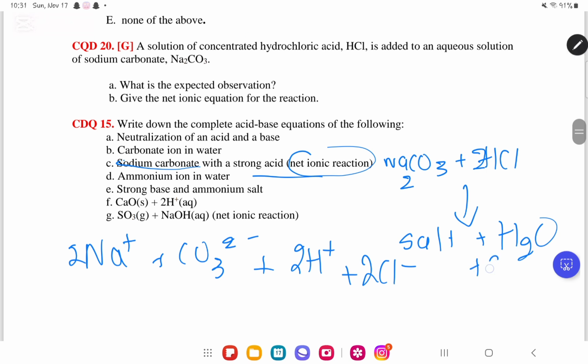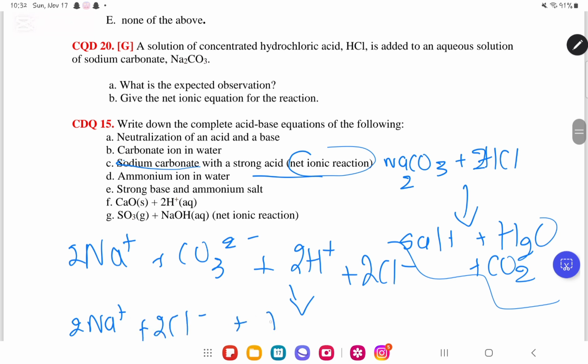Oh, and I almost forgot that it also releases carbon dioxide. Now, what do these release? They release a salt, which is a soluble salt in this case, which is 2Na+ 2Cl-, in addition to water, H2O, and CO2. Now, we cancel out the ones that are the same on both sides, and this.